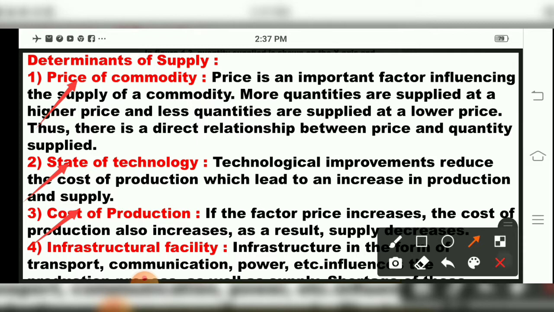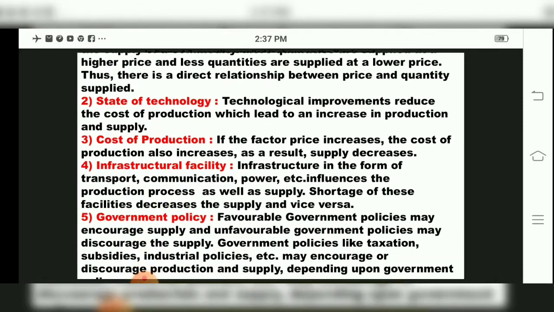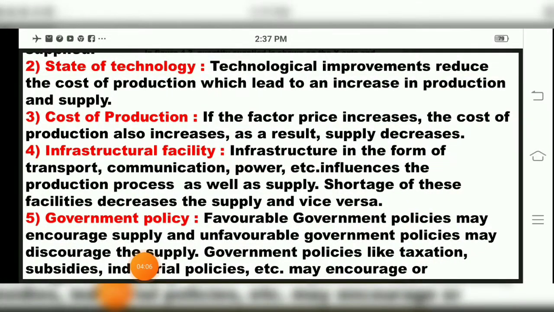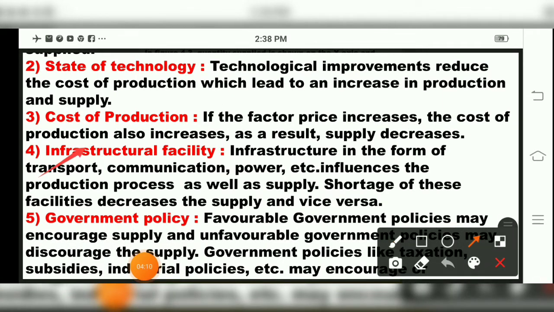Then the fourth determinant of supply, children, is infrastructure facility. Now infrastructure facility we all know. Changes in infrastructure, changes in building. So infrastructure in the form of transport, communication, power, etc. influences the production process as well as supply. So shortage of these facilities decreases the supply and vice versa.